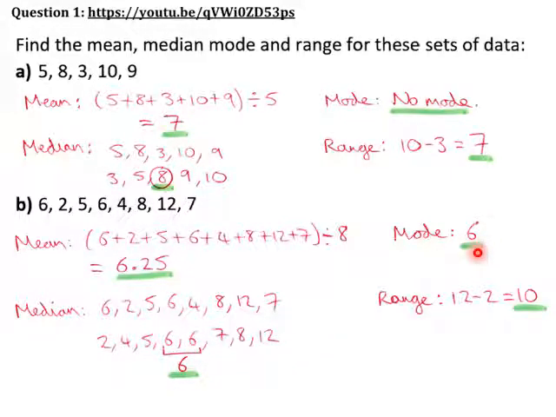Mode here, we get 6 come up twice, everything else comes up once, so a mode of 6, and then a range, largest 12, take away smallest 2.